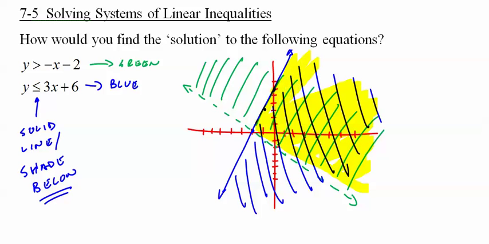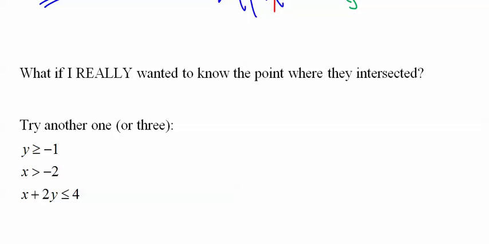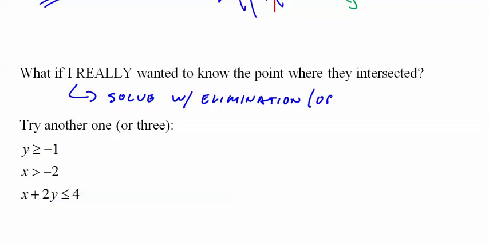So that's the solution. Now, when you get to Algebra 2, you'll care more about what's going on at the intersections in something called linear programming. But for our purposes, we're just actually saying, yeah, you know what? You can actually just graph these and see what's going on. And if I really wanted to know where the point intersected, I would solve probably with elimination or substitution, and then I'd label the point.